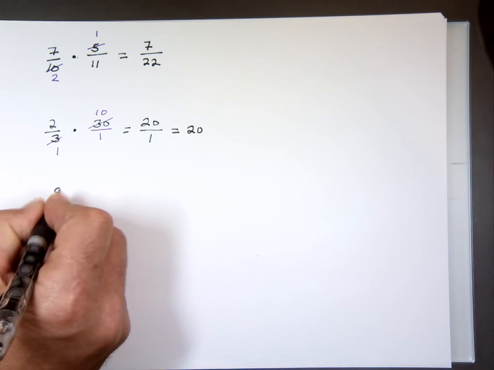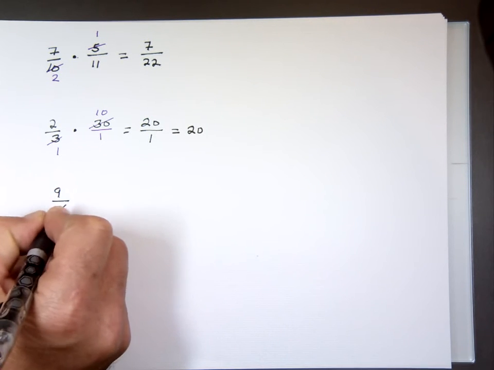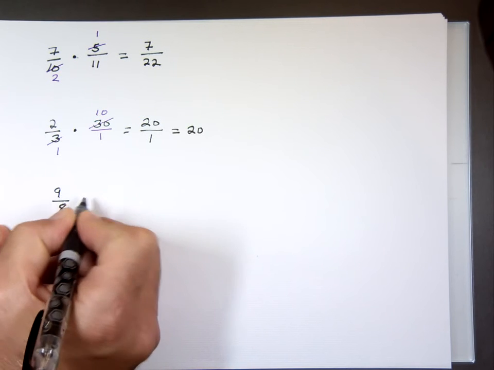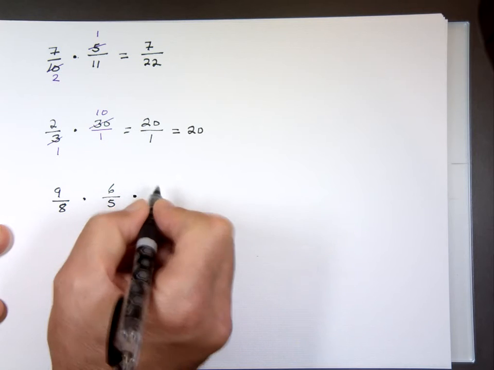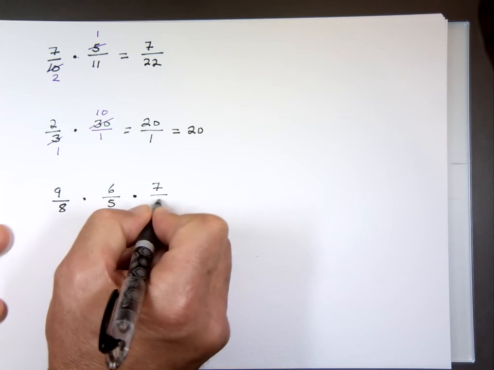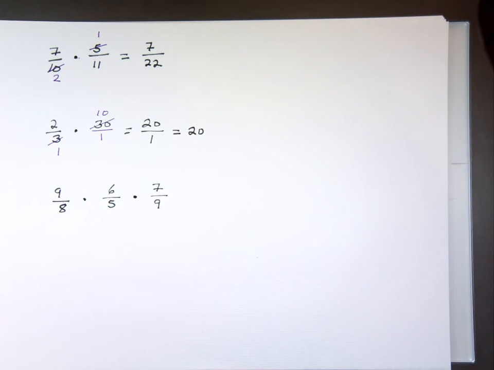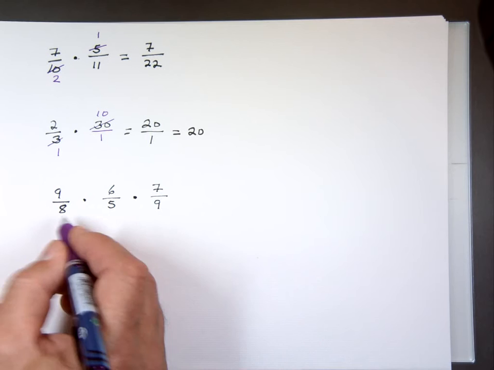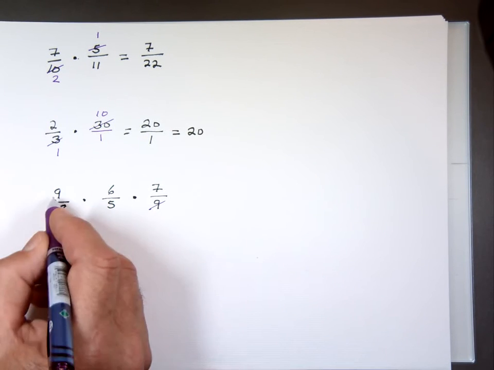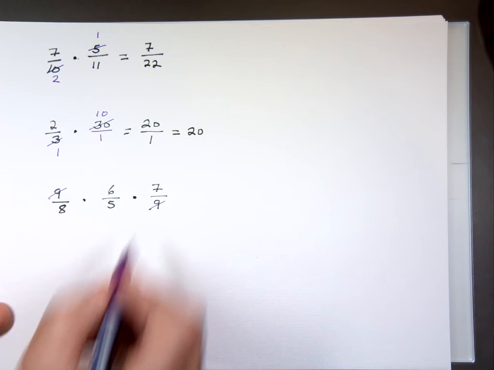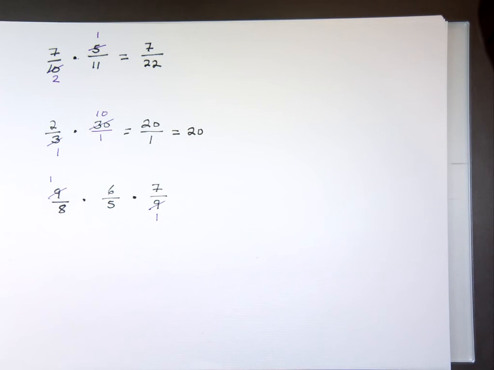Let's try 3 numbers. 9 over 8 times 6 over 5 times 7 over 9. Again, if I see top and bottom, I can cancel them. I see an obvious one. Which one? Well, that too, but what about the 9s? By 9 even. Notice they're both divisible by 9. That's 1 and 1. You can do by 3, but you can see you can divide them by 9.